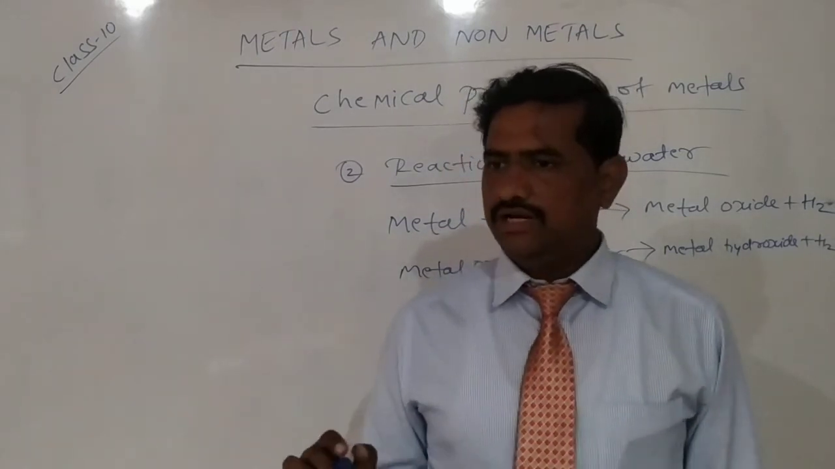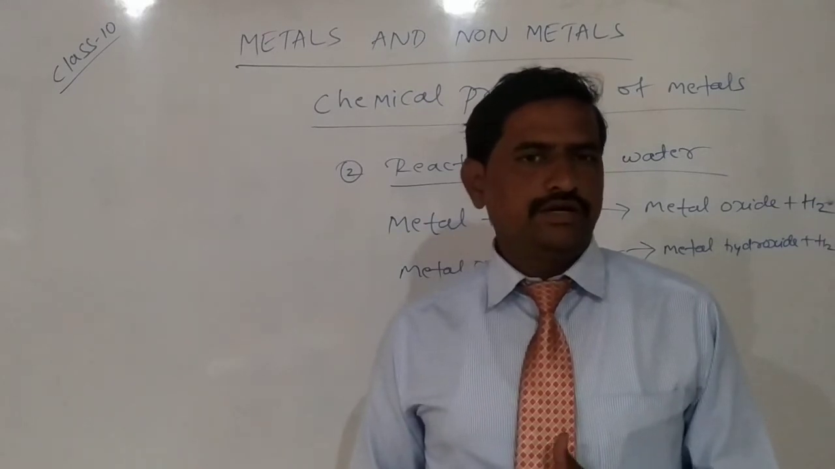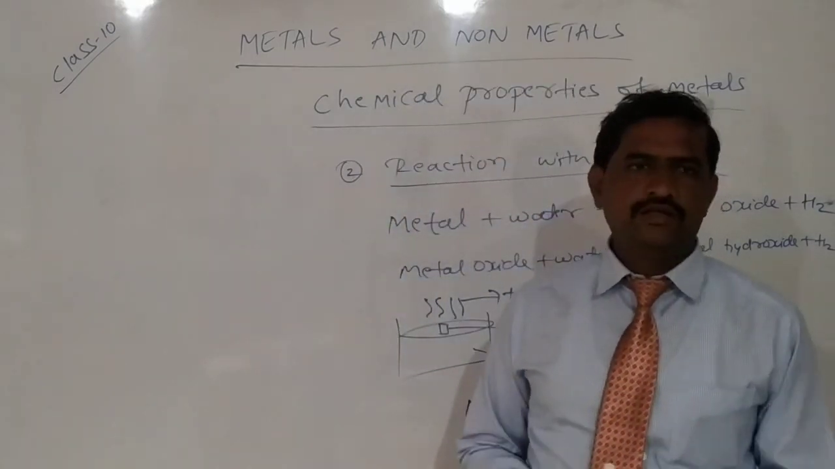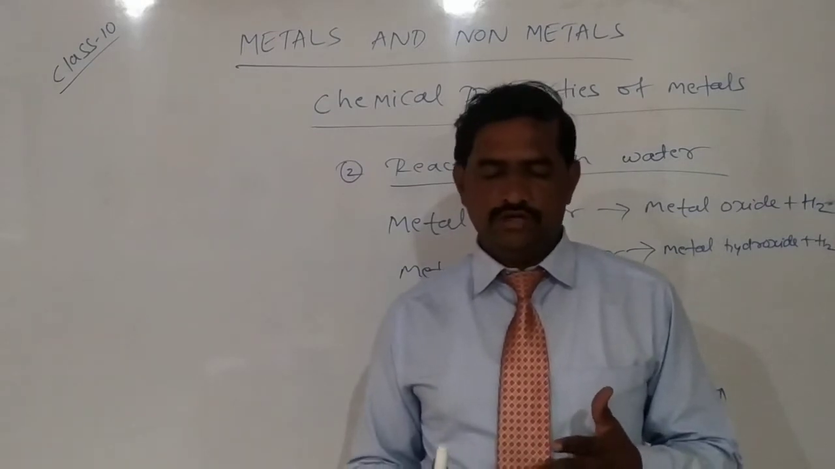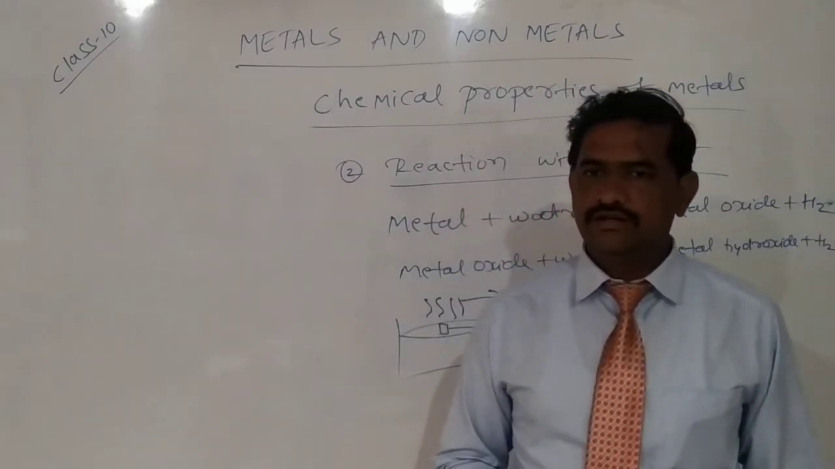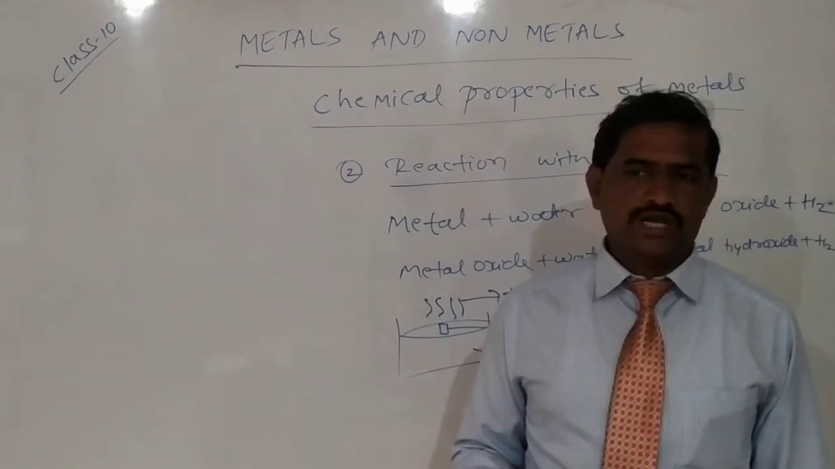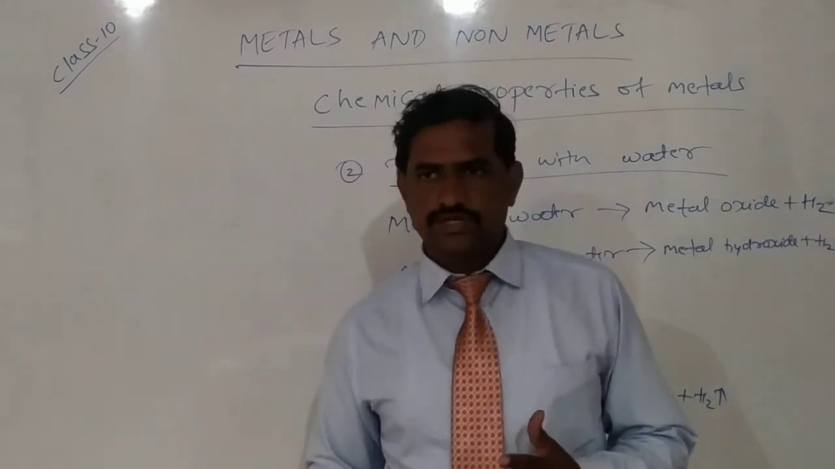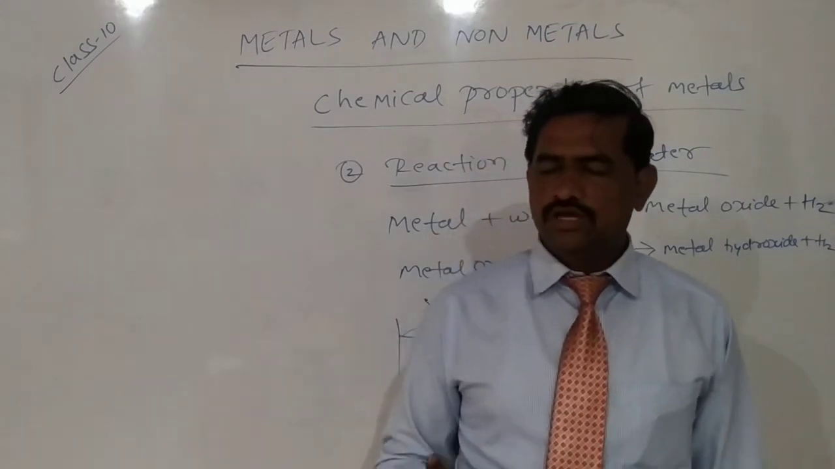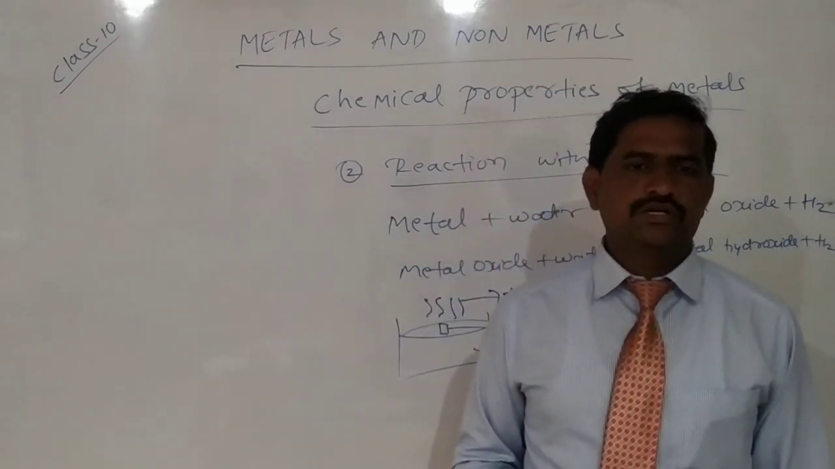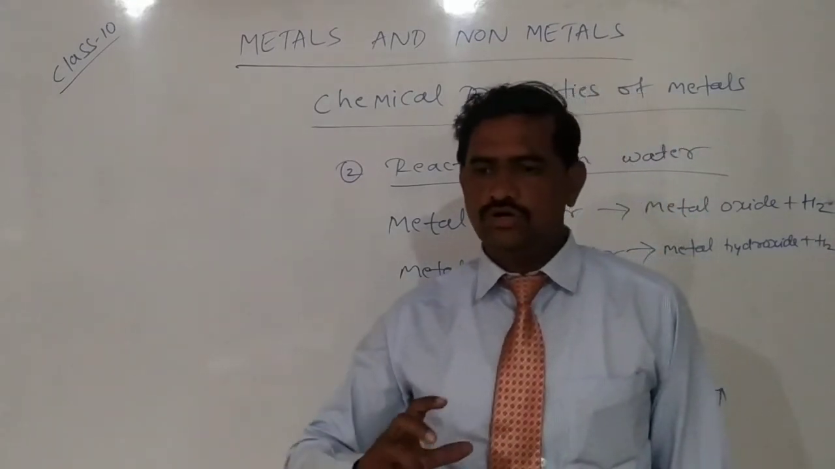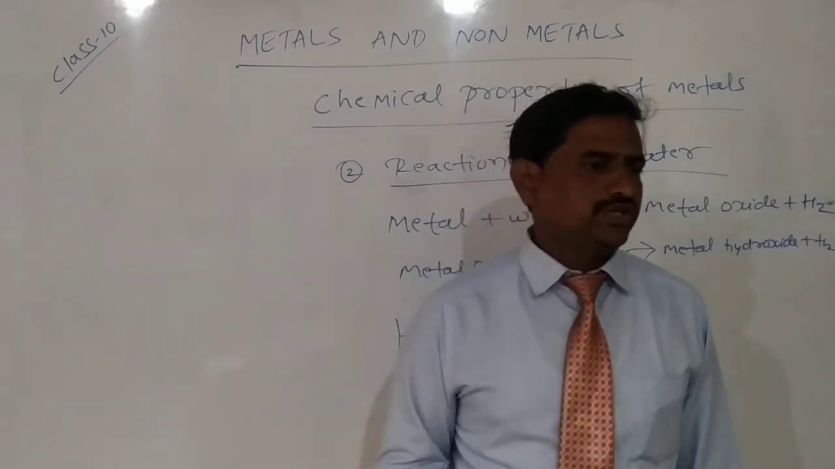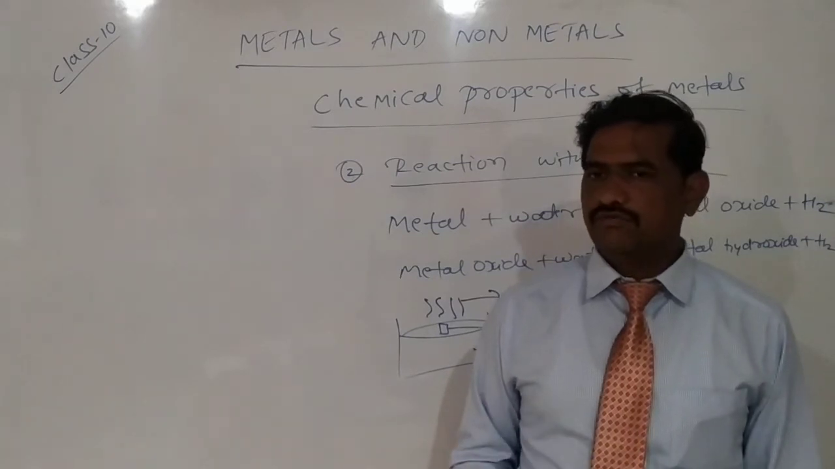For example, when iron reacts with water, usually at normal condition, the reaction is very slow and sometimes it will not react. When steam is passed over red hot iron, it reacts and forms iron hydroxide and the release of hydrogen gas. And when zinc reacts with water, there is a formation of zinc hydroxide. So usually when the metal reacts with water, metallic hydroxide is formed and hydrogen gas is released.